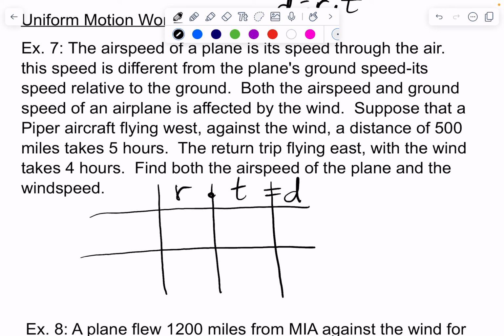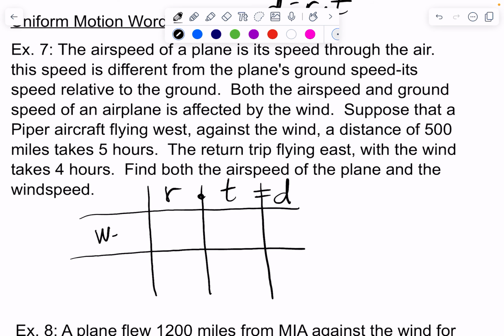The plane, first of all, is going with the wind in one segment and then against the wind in the other segment, okay? So it's going west and it's going east depending on when we're traveling. When it's going west, you're going against the wind a distance of 500 miles and it takes 5 hours. Now, let's call x the plane speed, the airspeed of the plane. And let's call y the wind speed.